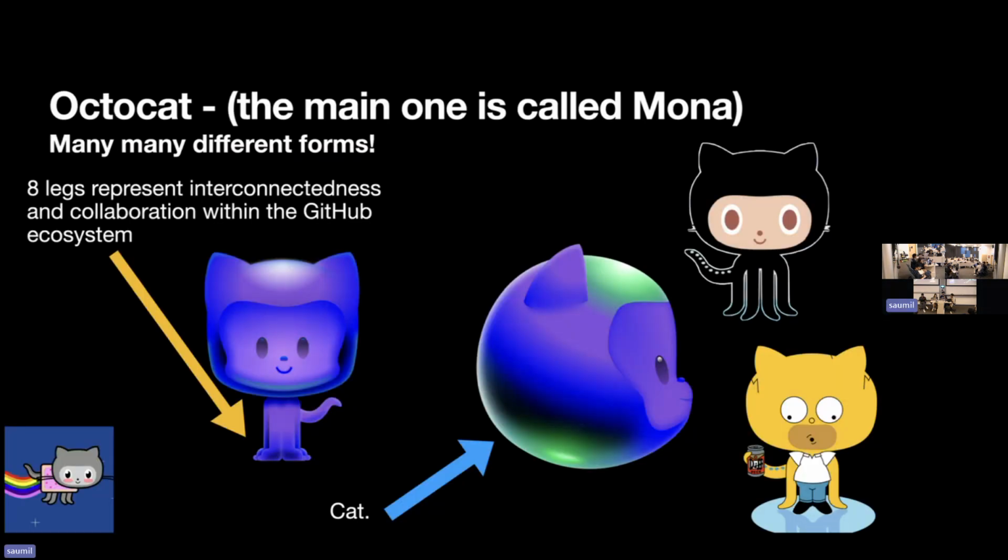All right, so more on GitHub lore. There's this thing called the Octocat, the one that's right up there. It comes in many different forms. The 8 legs represent interconnectedness and collaboration within the GitHub ecosystem, and it's a cat, Octocat. So this one right here, as you can see, is the main one. It's called Mona. There's a bunch of spin-offs like this Homer Simpson one and a couple of memes.